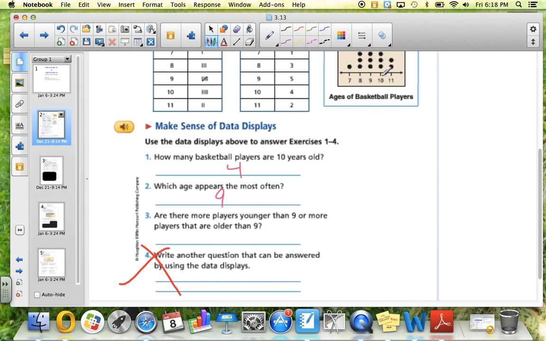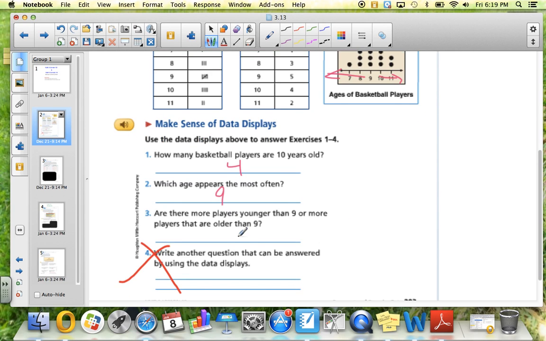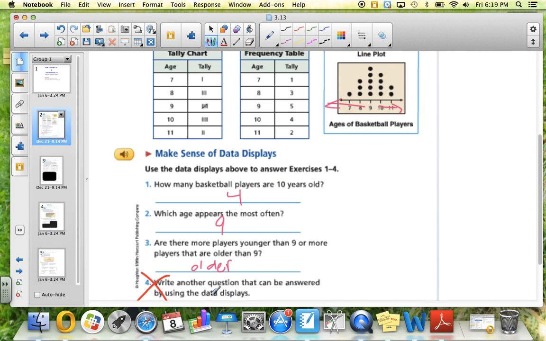Number 3, are there more players younger than 9 or more players that are older than 9? So younger than 9 would be from 9 this way. Older than 9, 9 this way. So if we counted all the dots up, we would find that older than 9 has more players. And we're going to skip number 4.